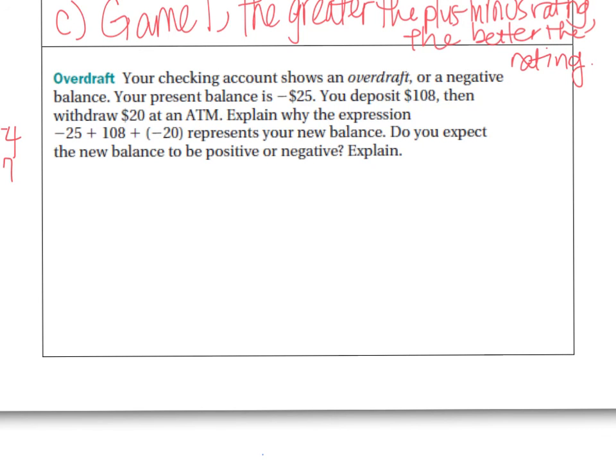Overdraft. Overdraft just means you've taken too much money out of the bank. Your checking account shows an overdraft or a negative balance. Your present balance is negative $25. You deposit $108, so that would be plus 108. And then you withdraw, meaning you take out $20 at an ATM, so minus. These are dollar signs.